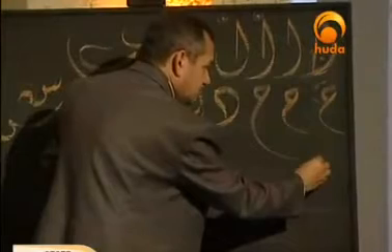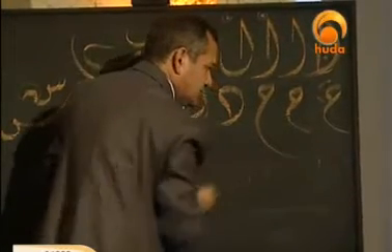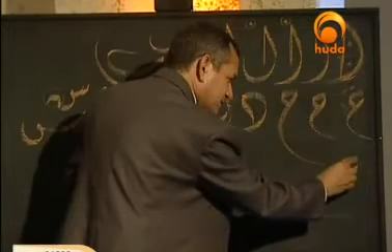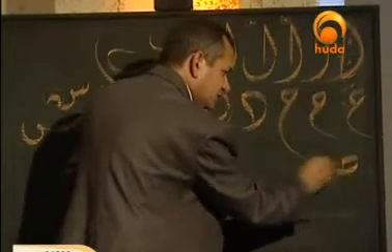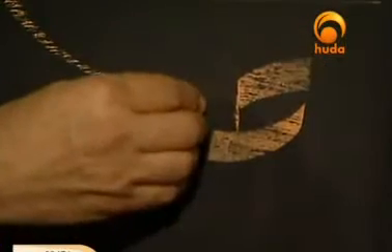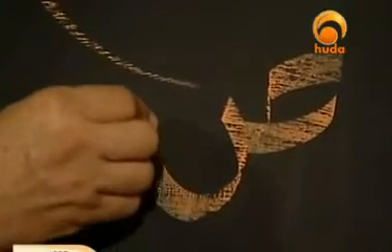Sad, start from down, thin, and right, thick. Again, I have to go over a little bit of curve, right to left, and the body of sad like the body of the sin. So this is the sad letter.